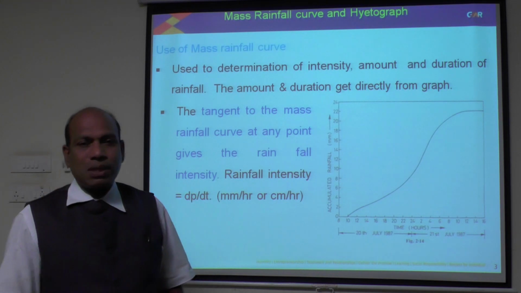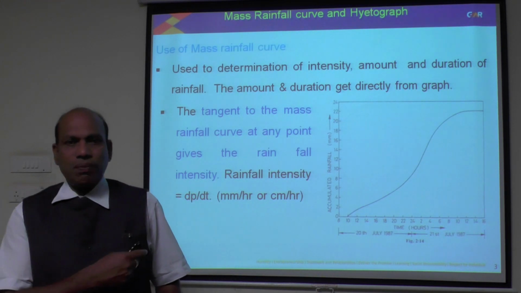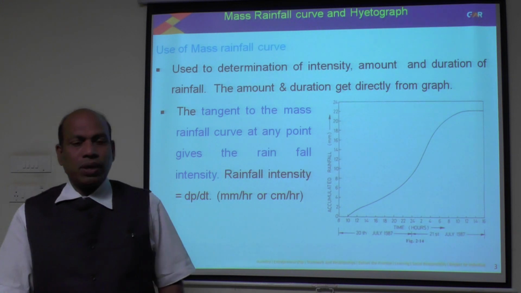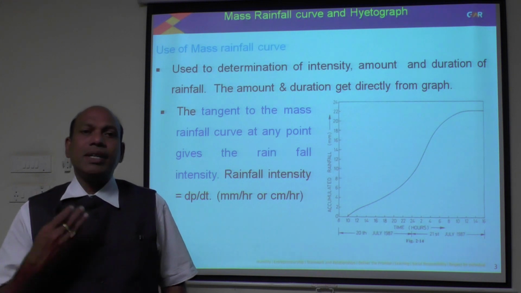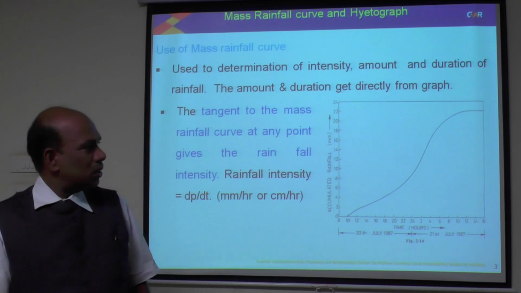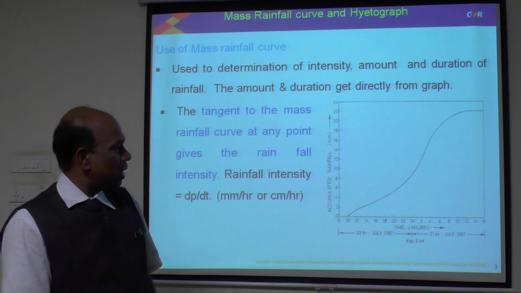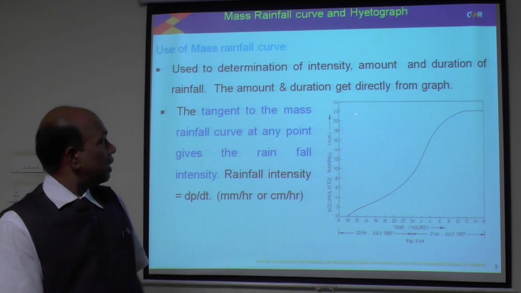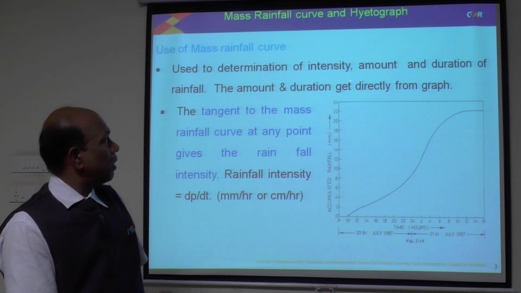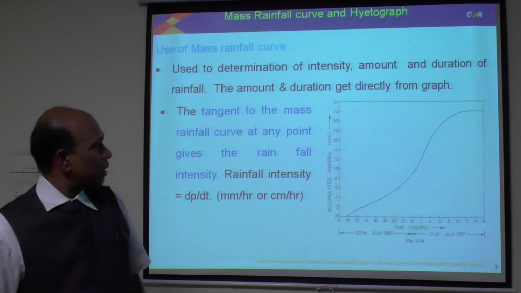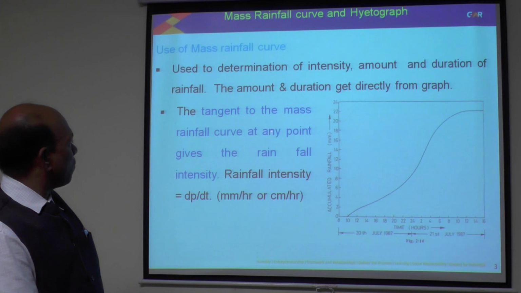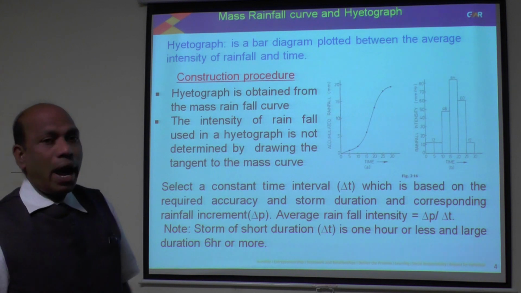Then what is the purpose of the mass rainfall curve? This mass rainfall curve is generally used for the determination of the amount of rainfall, duration of rainfall and intensity of rainfall. So this indicates that it directly gives the duration and amount of rainfall. But it is also used for the determination of intensity of rainfall. The intensity of rainfall is calculated as the tangent to the mass rainfall curve at any point, which gives the rainfall intensity.